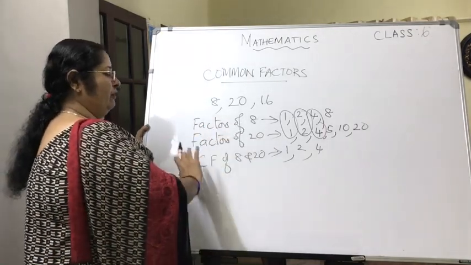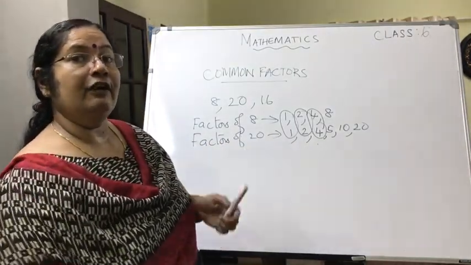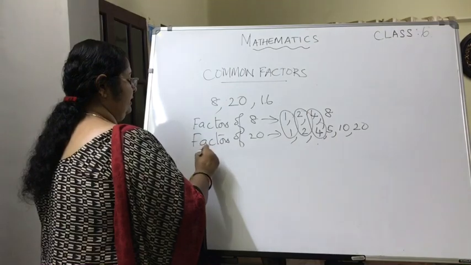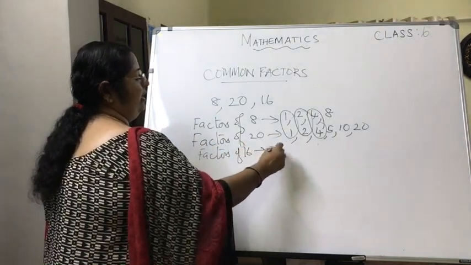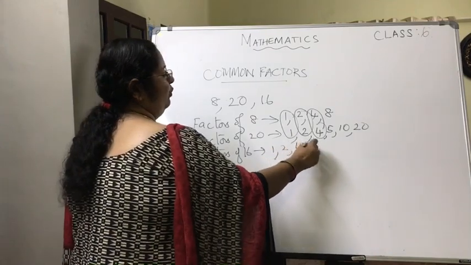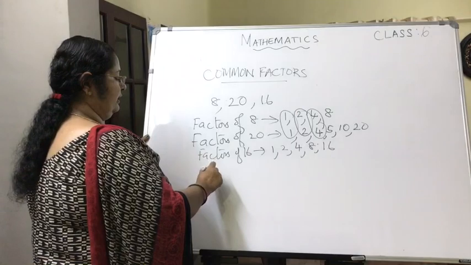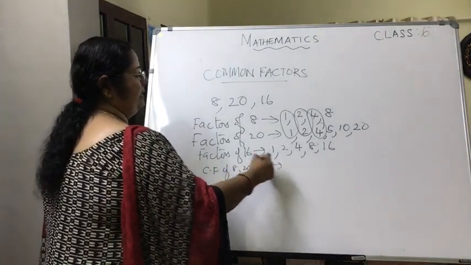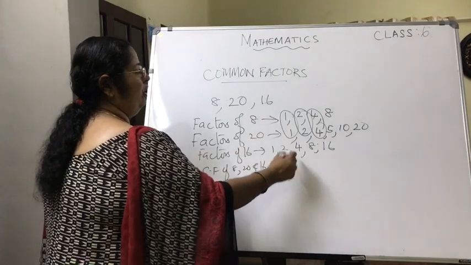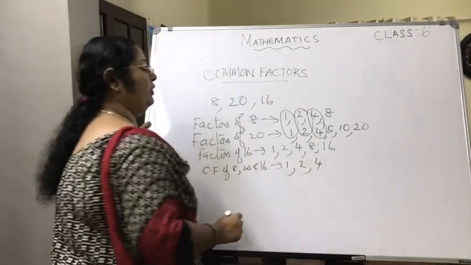Factors of 8 you have found. Factors of 20 also you have found. We will find the factors of 16 also. What are the factors of 16? 1, 2, 4, 8 and 16. So the common factors of 8, 20 and 16, which are they? 1 is common for all. 2 is common for all. 4 is also common for all.